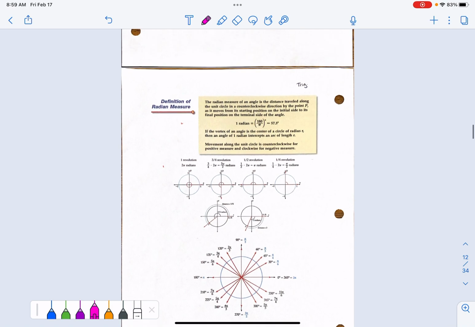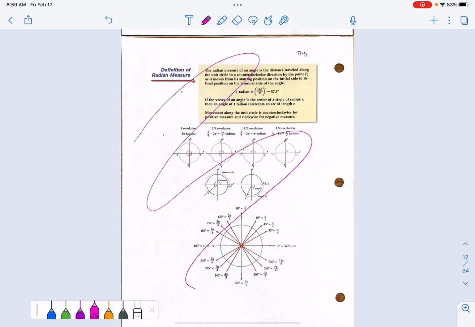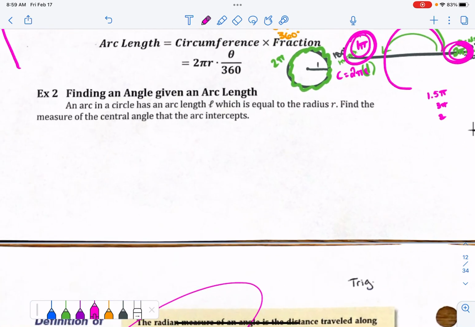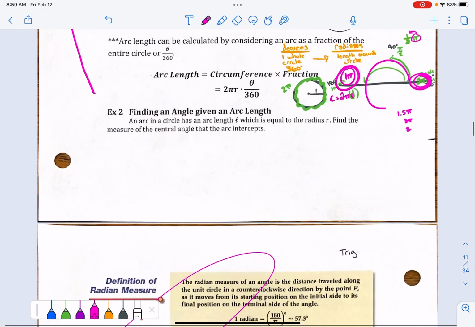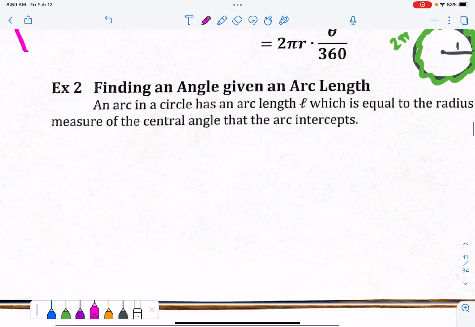All right. I'm going to probably skip over the majority of this page just because it talks about the unit circle here. But we do have one example here, example 2, that we've got to talk through. Some of these next couple problems are going to be a little bit harder, but when they talk about arc length, refer back to these examples, okay?